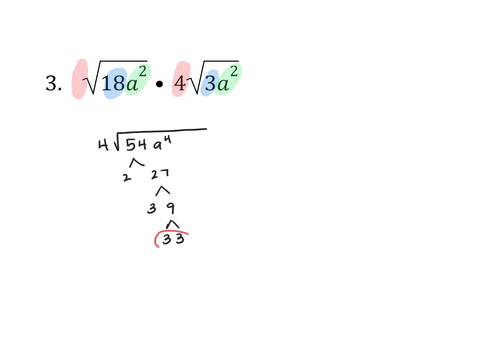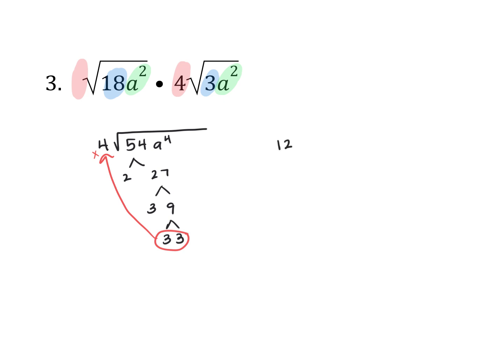So I have a pair of 3s, and those are going to come out front with this 4, and you're going to multiply them. So if I have a pair of 3s and I have a 4, that's going to give me 3 times 4, because remember those pairs come out as 1. So 3 times 4 is 12. So on the outside, I have a 12.